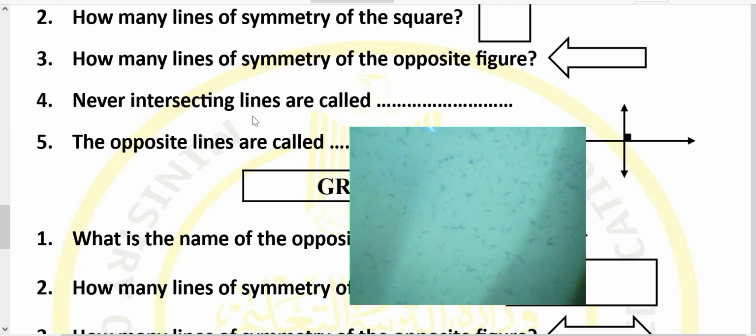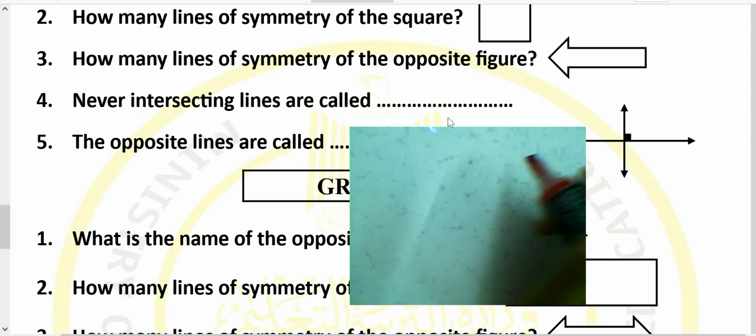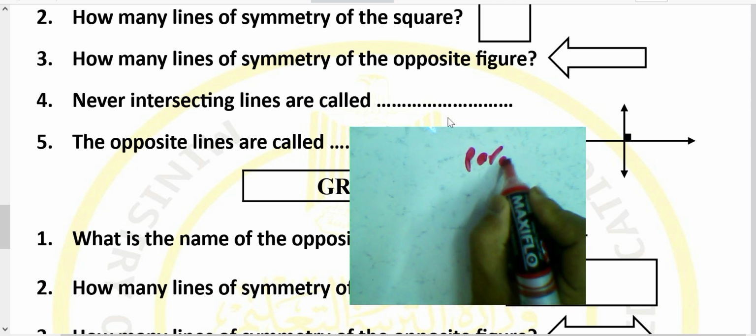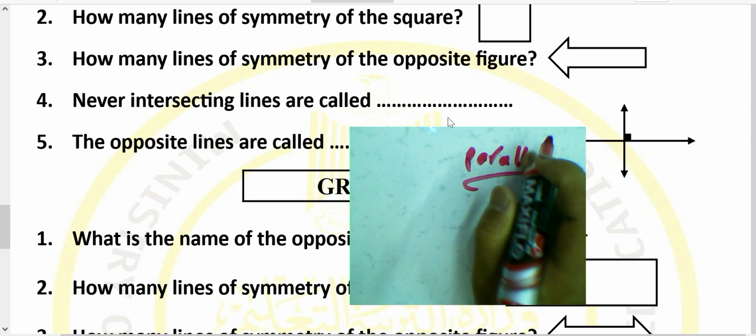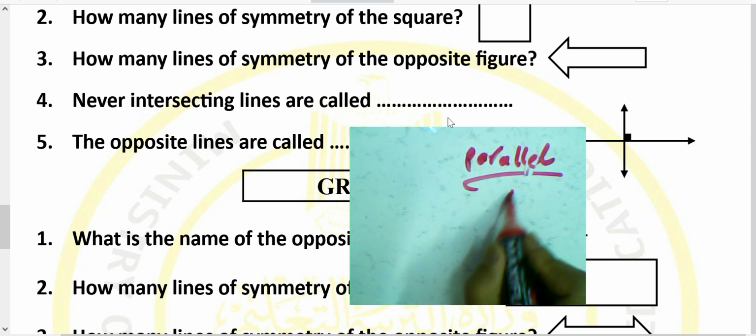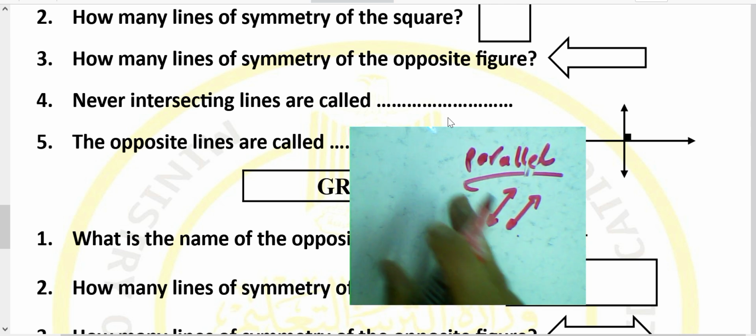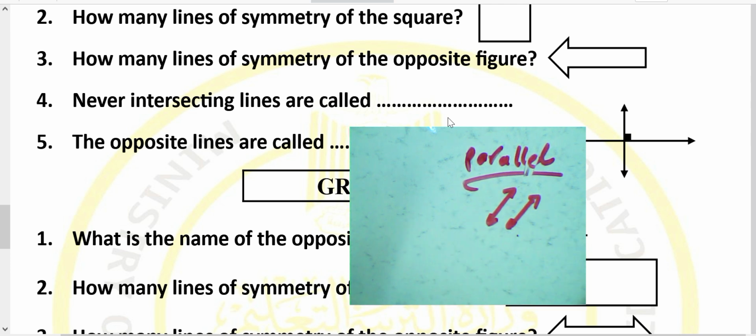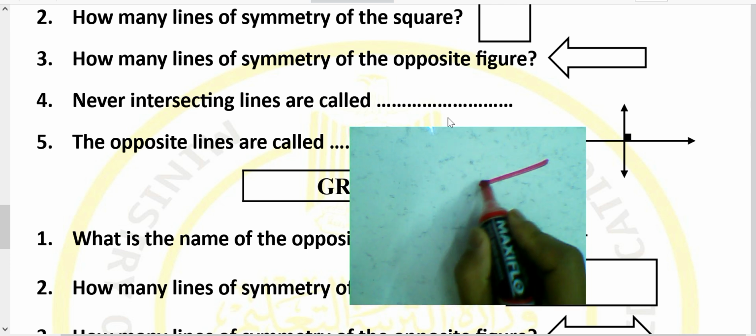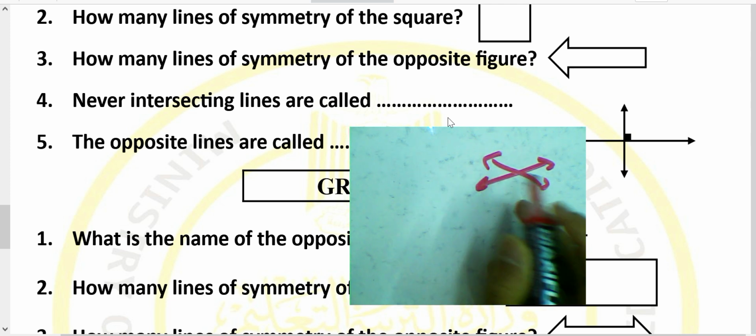The next one: never intersecting lines are called parallel. Okay, we call it parallel like this: 2 straight lines here that never meet. Never intersecting lines are called parallel. But if 2 straight lines intersect at one point, we call them intersecting.